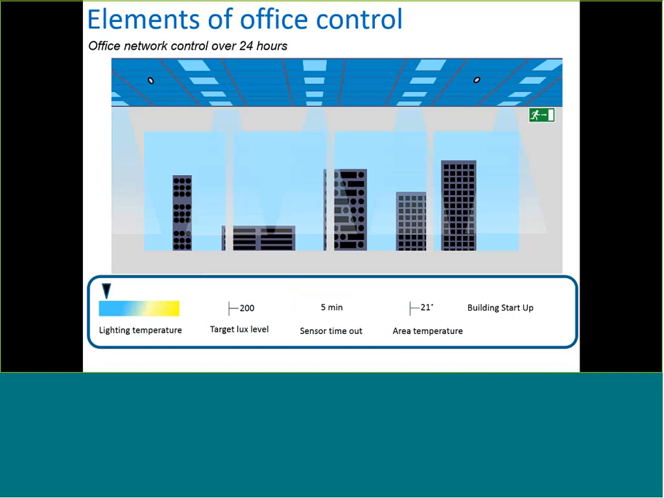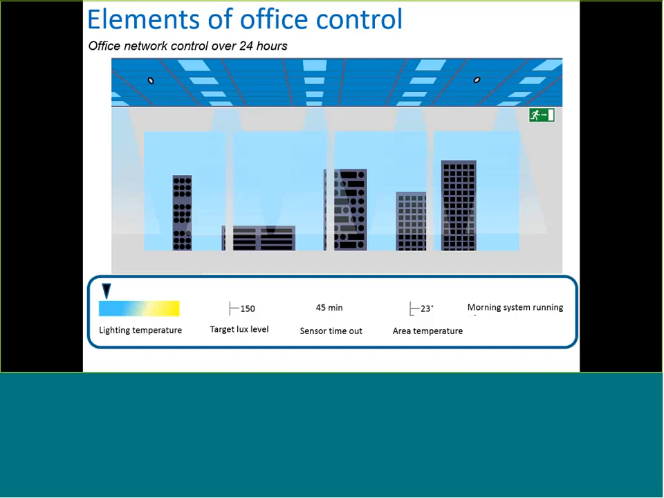We're going to start at the beginning of the day with the building startup. The light temperature is set at a very cool, and then we'll also adjust the target lux level and the sensor timeout to be more appropriate. The area temperature has also been adjusted for a more comfortable environment for the occupants. And this is the morning system runtime.